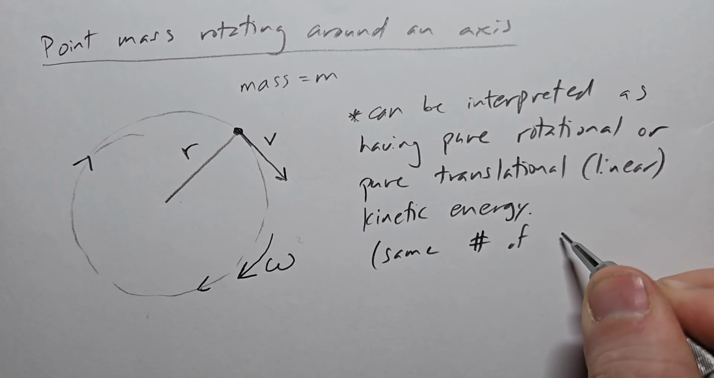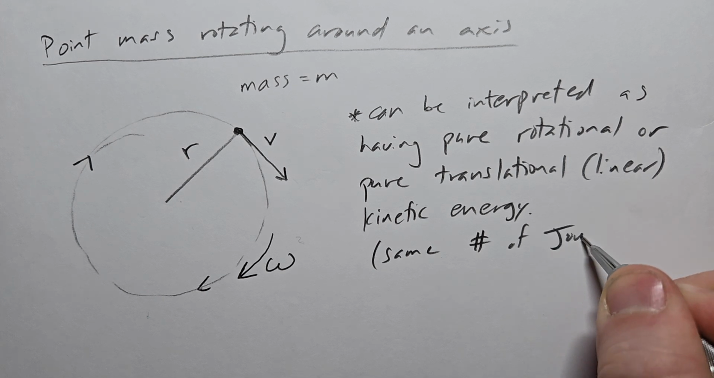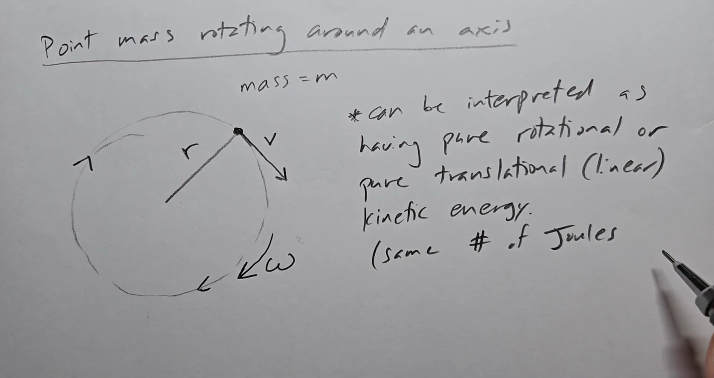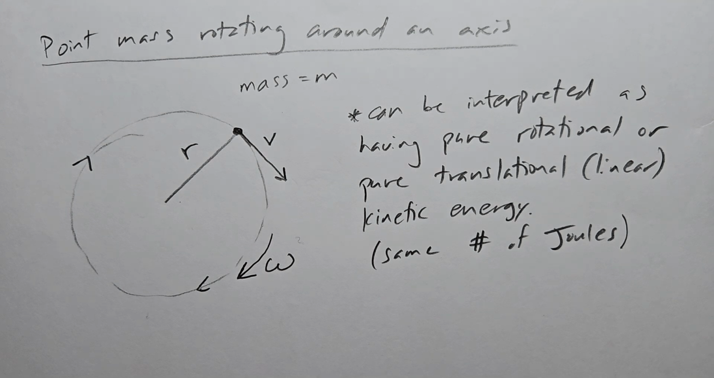We get the same number of joules for both interpretations. So let's think about how we can use that to come up with an equation for our rotational kinetic energy.